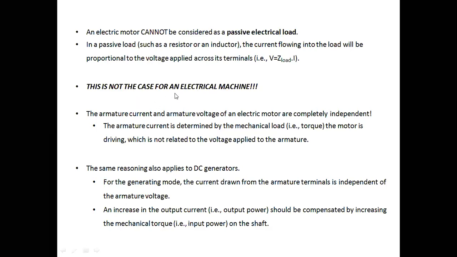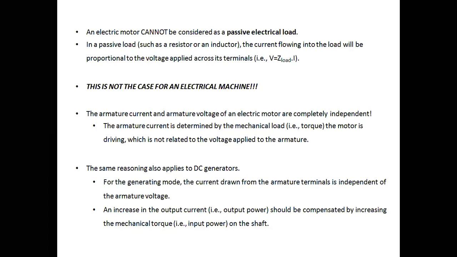But if we are talking about our DC machines, DC motor or the DC generator, at that time we are saying the armature current and the armature voltage are completely independent. So here armature current is determined by the mechanical torque, because we know how we can calculate the mechanical power: Pm equal to torque into angular velocity. So the armature current will also be proportional to the torque, because we have seen the equations. Torque is directly proportional to phi into Ia. On that also we are supposed to solve the numericals.